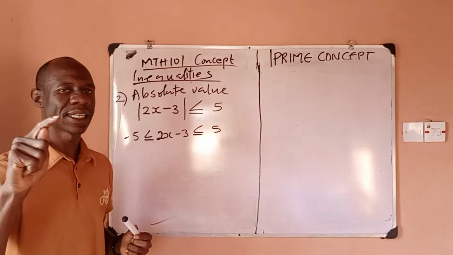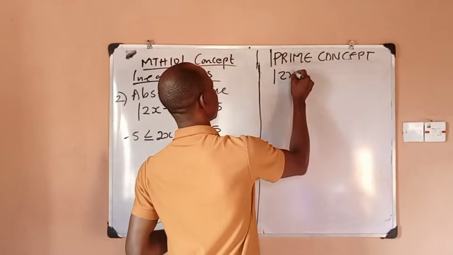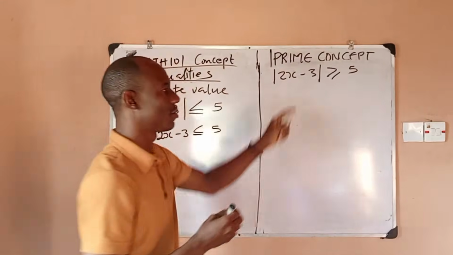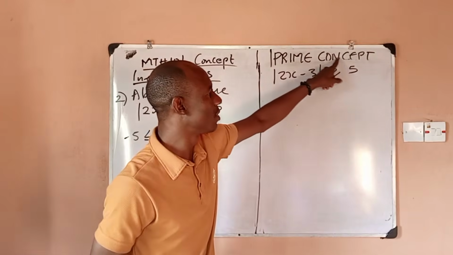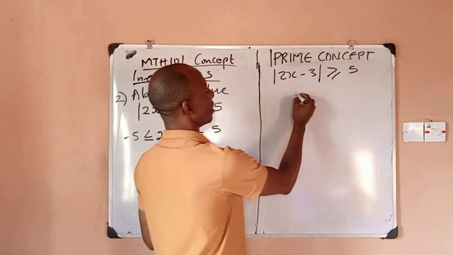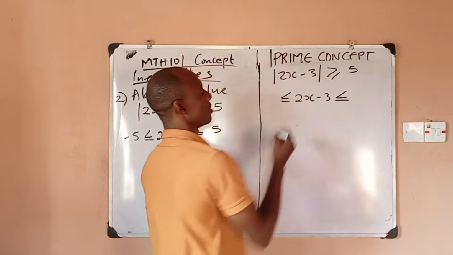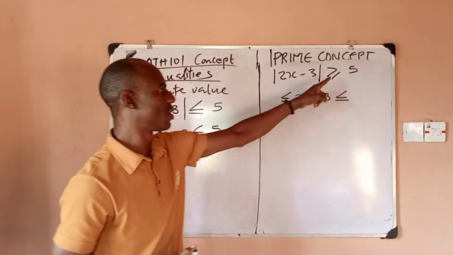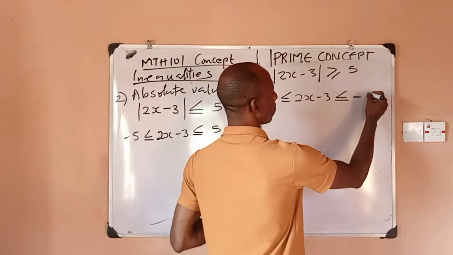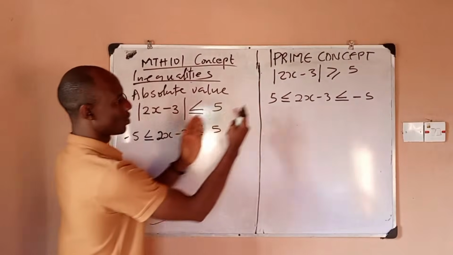Now somebody may ask, what if this is greater than? Say you have something like this: 2x minus 3 greater than or equal to 5. If you are dealing with a greater than, how do you solve it? You arrange it in a similar way. You say 2x minus 3, and you are still using the less than symbol. But what's the difference between this case and the other? The difference is that the negative number will be in front and the positive number will be at the back. That is how you solve.